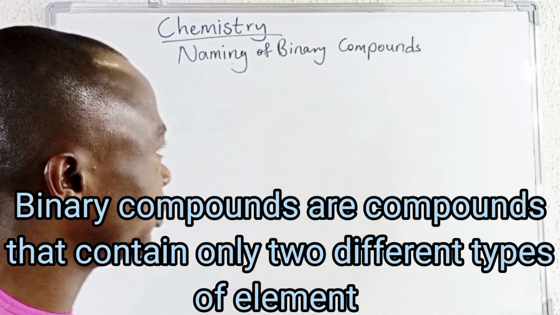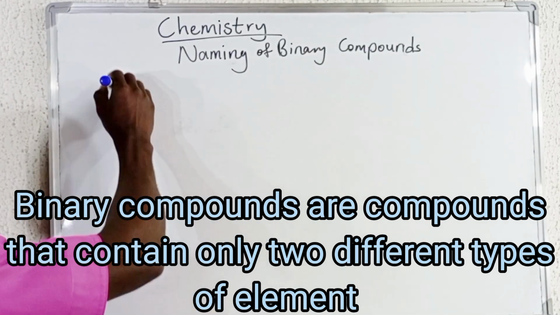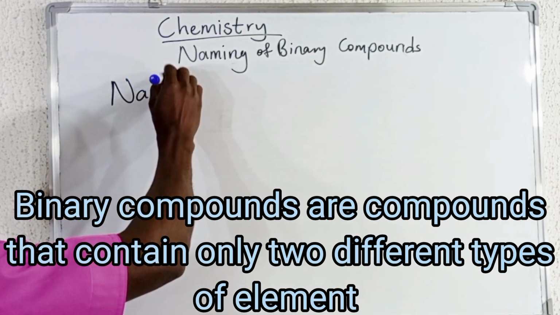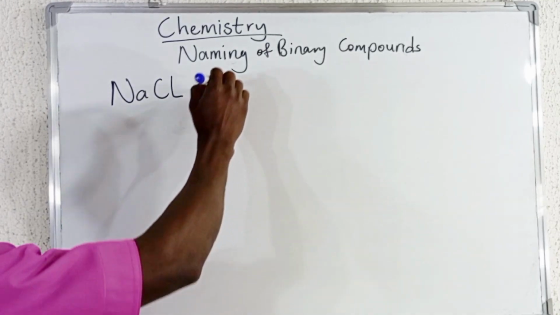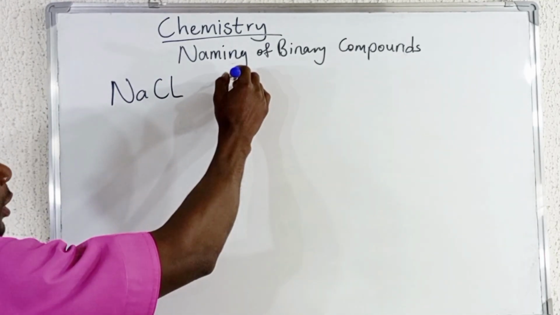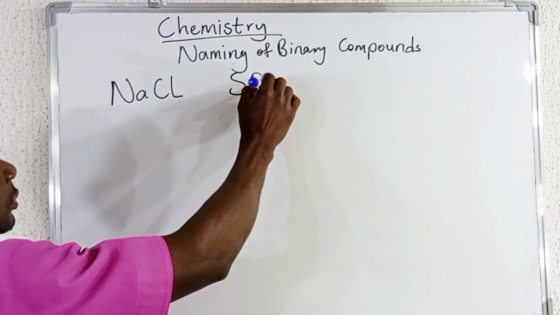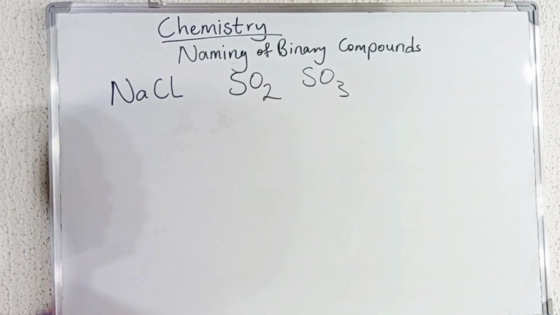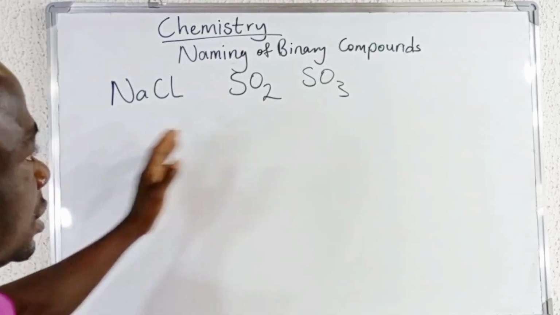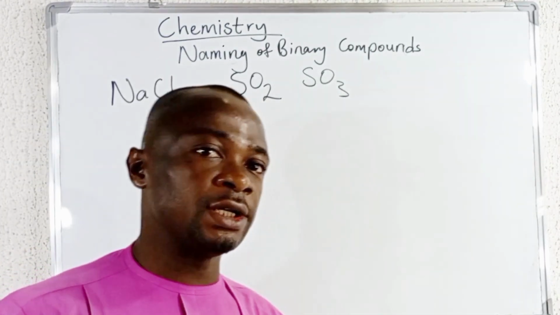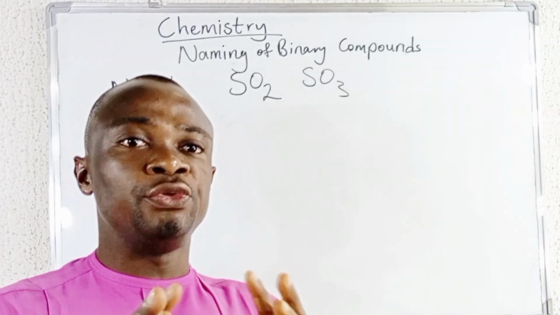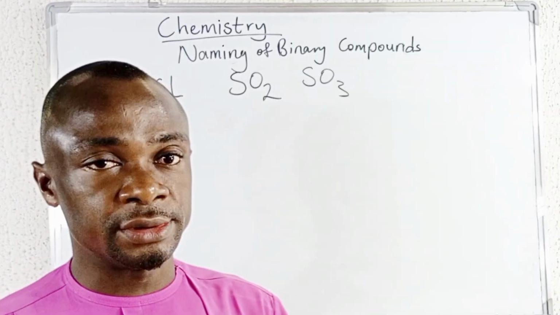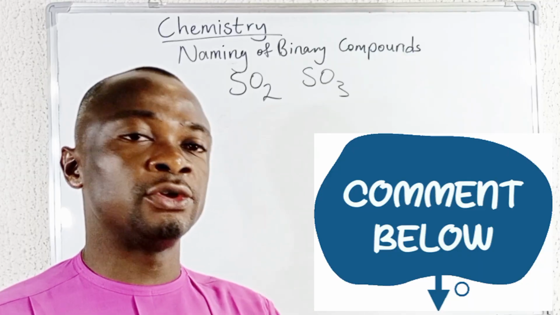An example of a binary compound is sodium chloride. We have sulfur oxide and so on. Compounds consisting of just two different elements. If you want to name such a compound, you have to follow this rule.